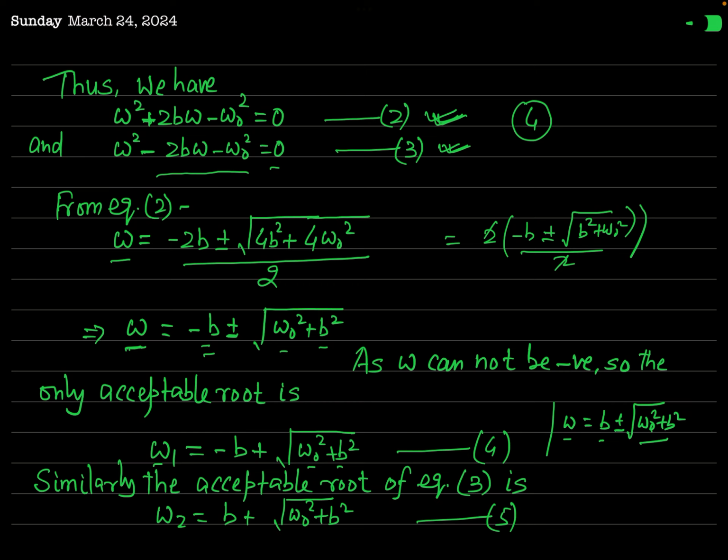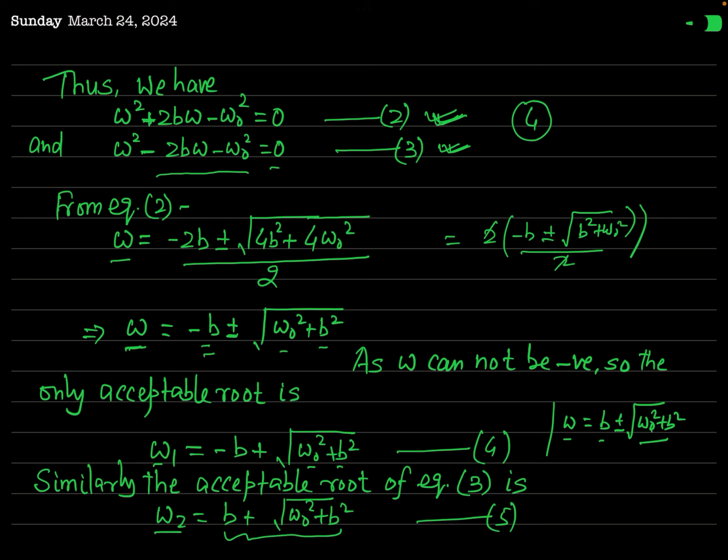And so the acceptable root of this equation 3 will be what? That will be when you take the positive sign. So the acceptable root of this equation 3, which I have denoted by the symbol omega 2, is given by b plus root over omega naught square plus b square. In this way you can see we have obtained the two frequencies omega 1 and omega 2, which are the frequencies corresponding to the half power points.